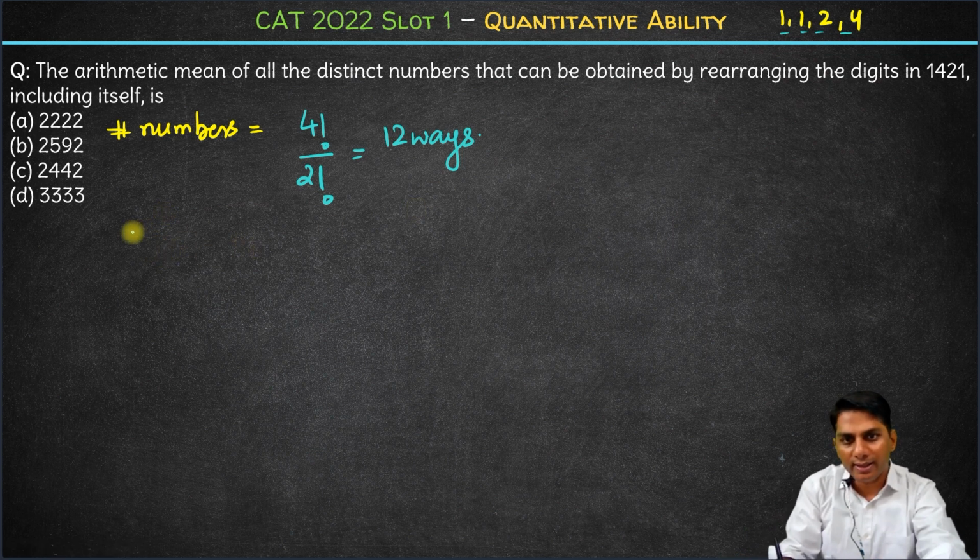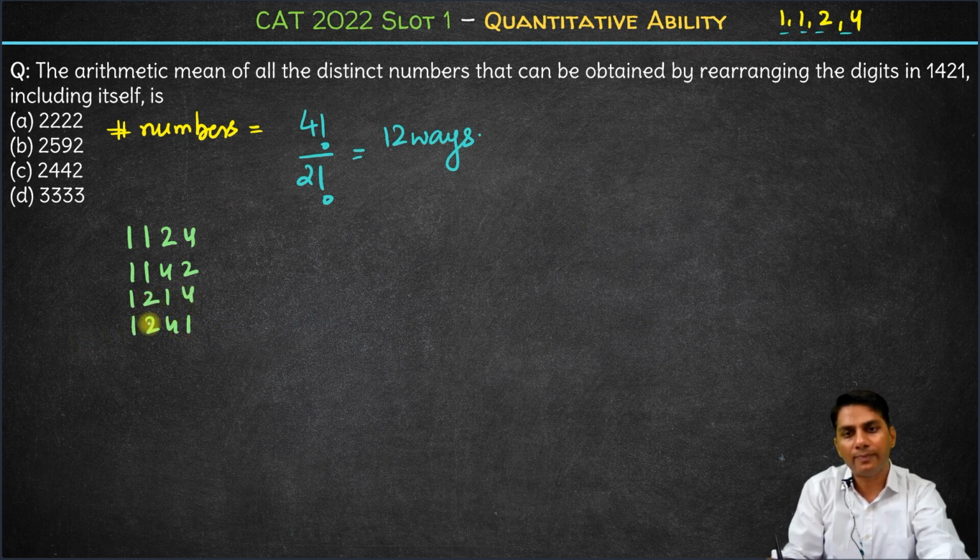Let's start with the smallest number, 1124. Then you'll have 1142. Then you'll have 1214 and then you have 1241, right? And then you have 1412 and 1421, right? So these are all the numbers with 1 at the leftmost digit.